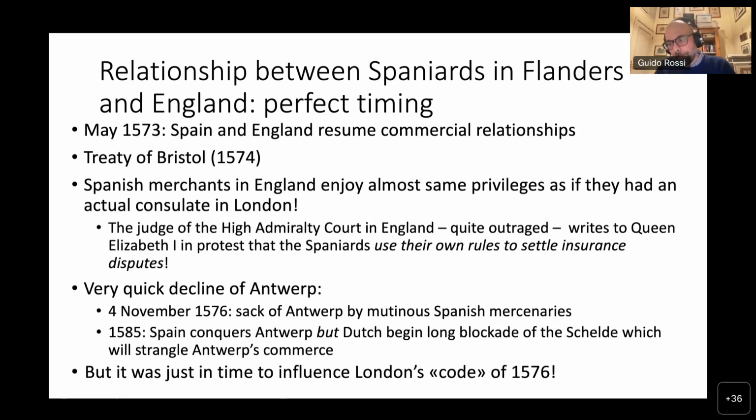For a very short time, Spanish merchants were allowed back in London, not only to actually do business in London, but they were allowed to use their own rules for any legal dispute arising in between them in London. We know this because one of the judges of Queen Elizabeth wrote to the Queen. He was really, really outraged. He was complaining that these Spaniards are using their own laws in England, meaning how do they dare doing this? So we actually know that during only this couple of years, they were using their own laws, their own rules. And on insurance matters, of course, their rules were the ordinances of their consulate in Bruges. This is how English merchants came to know of these rules so well.